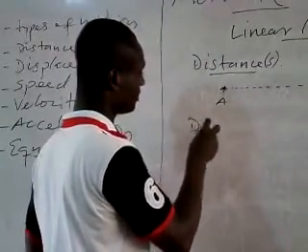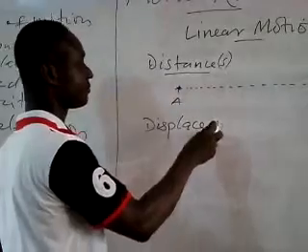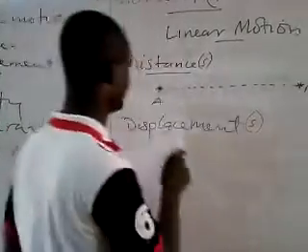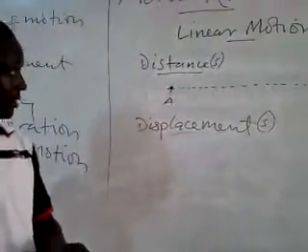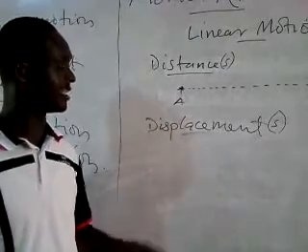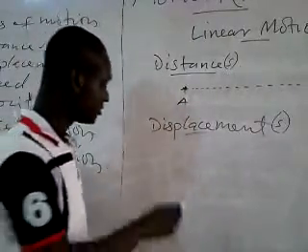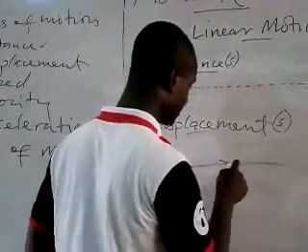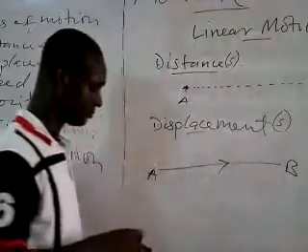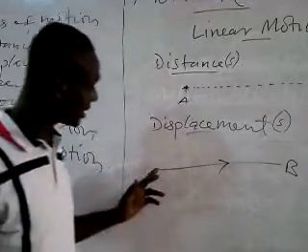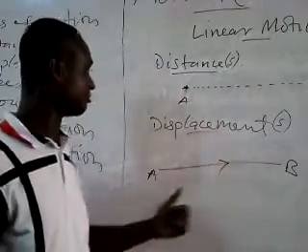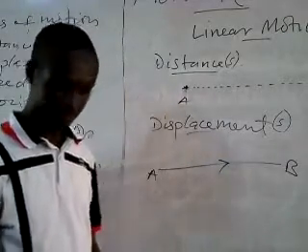Let's also talk about displacement. Displacement is also used in mechanics. We use small letter s to represent displacement or distance. Displacement is also distance moved in a specified direction. For example, if I displace some object from A to B, the distance moved from A to B in a direction from A to B, we call this displacement.